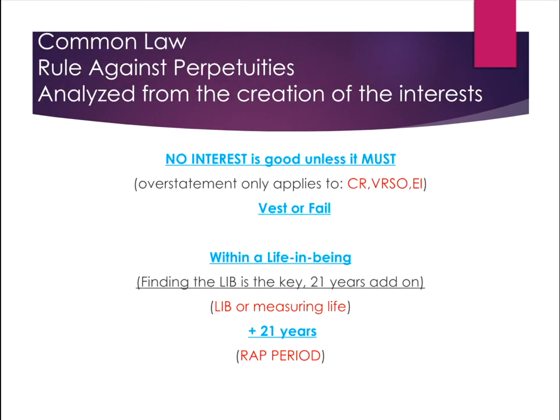Have to be familiar with the common law rule. No interest is good unless it must vest or fail within a life in being plus 21 years. Well, let's break it down a little bit. It's not no interest. It's certain future interests. The WRAP applies only to contingent remainders, vested remainders subject to open, and executory interests. It doesn't have to always vest and thus possess. It can vest or fail.